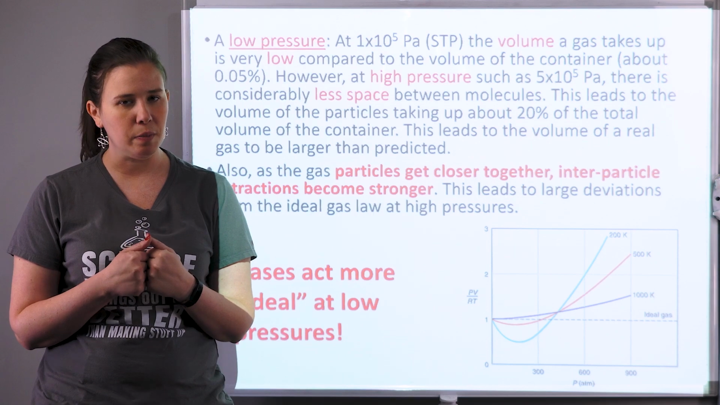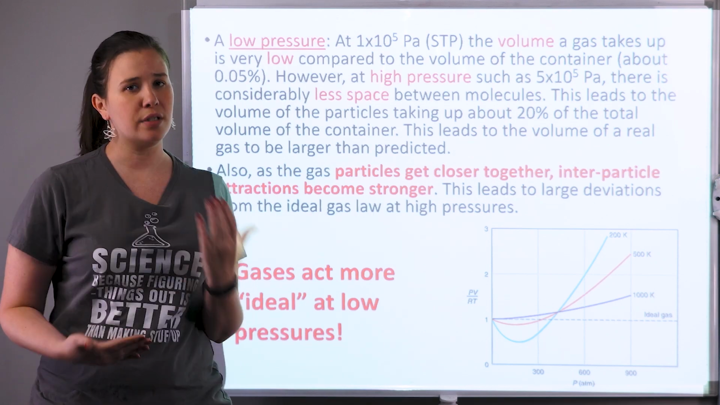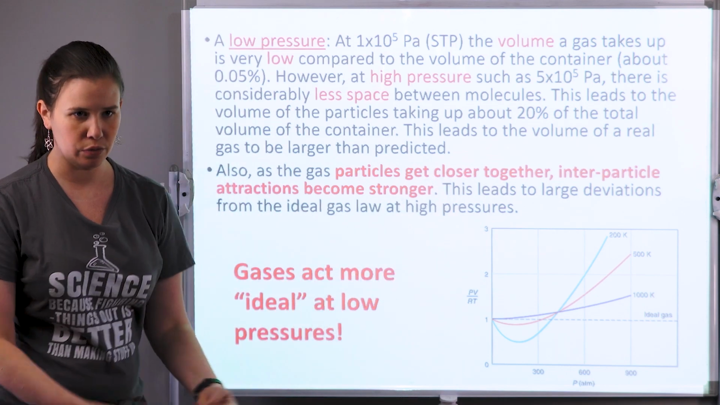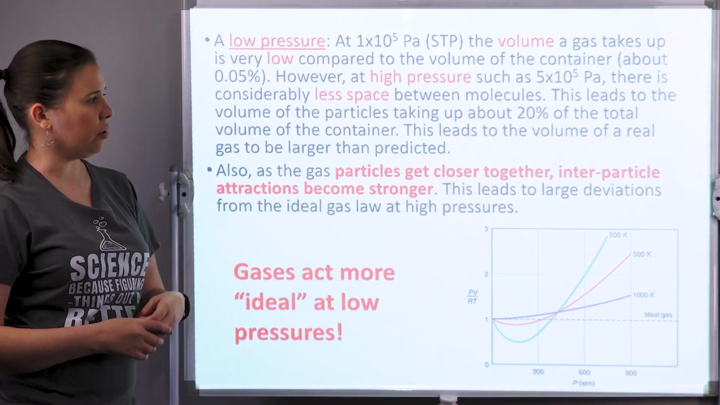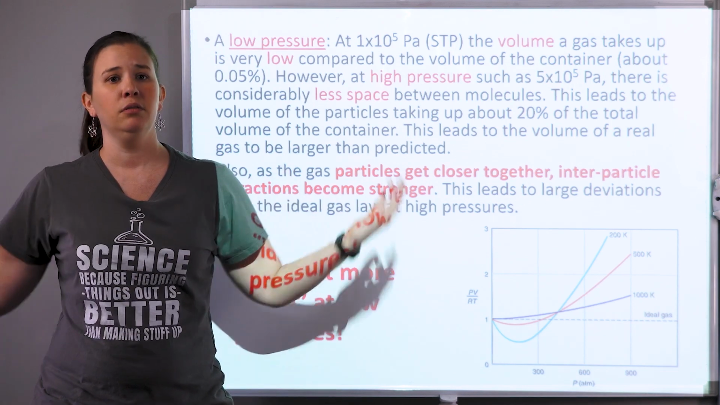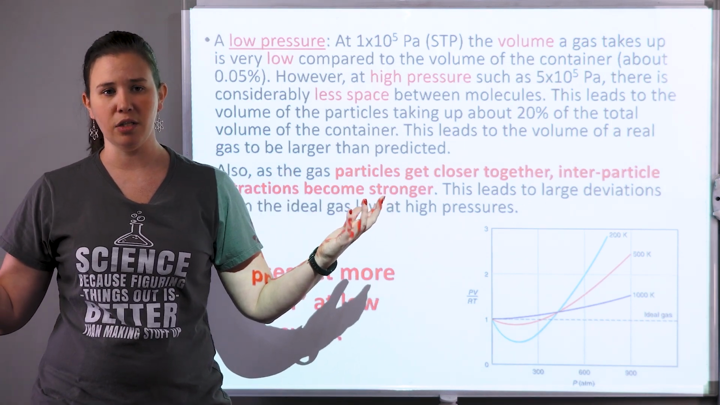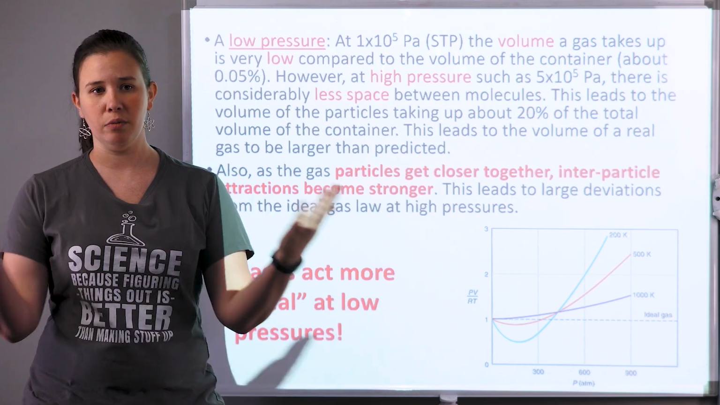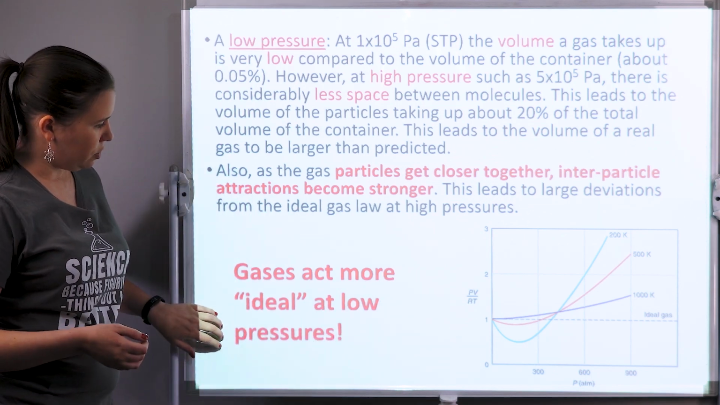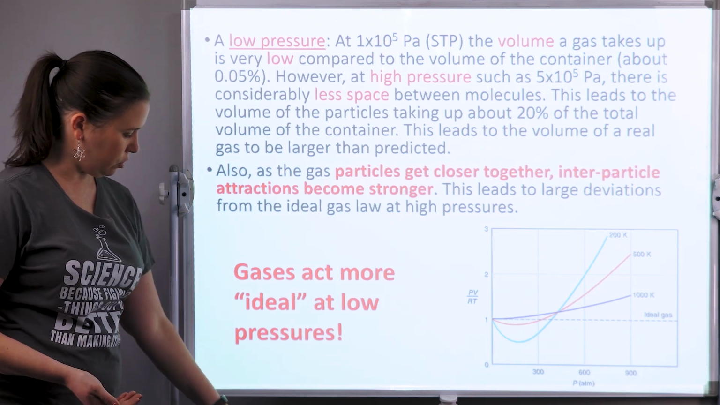So if we're pushing those particles closer together, we're forcing them to interact with each other. Those interparticle or intermolecular forces, attractions, become stronger when the particles are closer together. So how do I mitigate that? Lower the pressure and let those particles get as far apart as possible, so that they're not going to be feeling each other's forces as much. So gases are more ideal at a lower pressure.